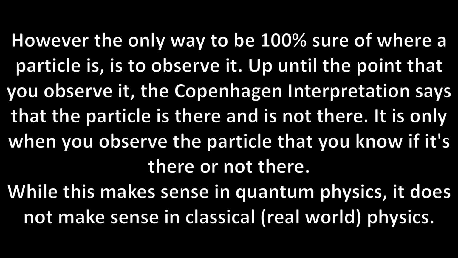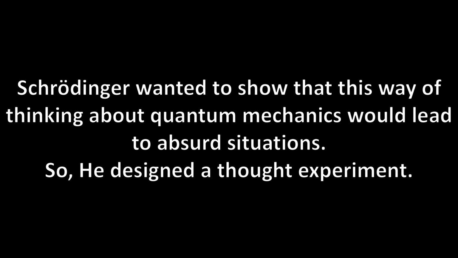However, the only way to be 100% sure of where a particle is, is to observe it. Up until the point that you observe it, the Copenhagen interpretation says that the particle is there and is not there. It is only when you observe the particle that you know if it's there or not there. While this makes sense in quantum physics, it does not make sense in classical, real-world physics. Schrödinger wanted to show that this way of thinking about quantum mechanics would lead to absurd situations. So, he designed a thought experiment.